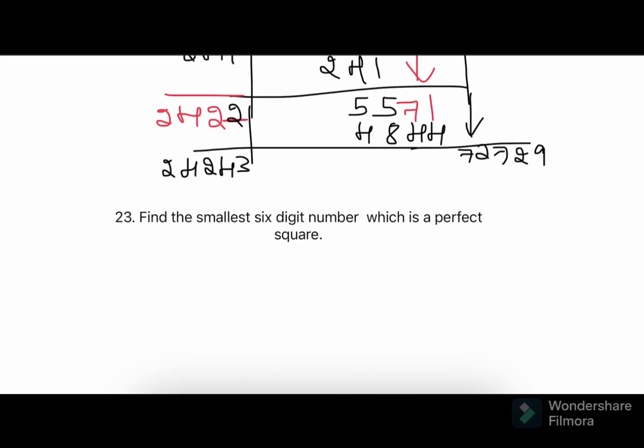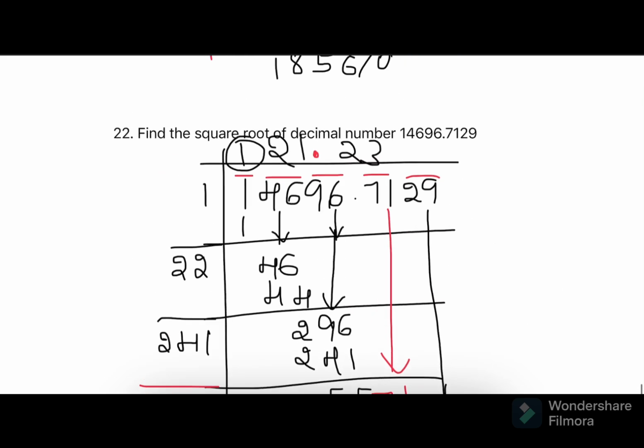So we finally land up getting 72729, remainder 0. Therefore, what is the final answer? The square root of the given decimal number. The procedure might be quite lengthy, but we get an accurate answer with the help of this method called the division method.